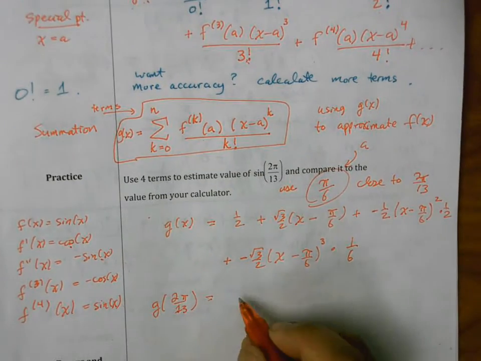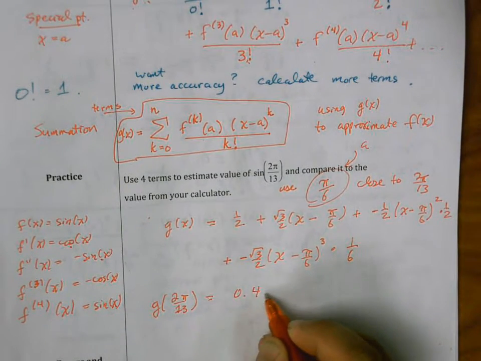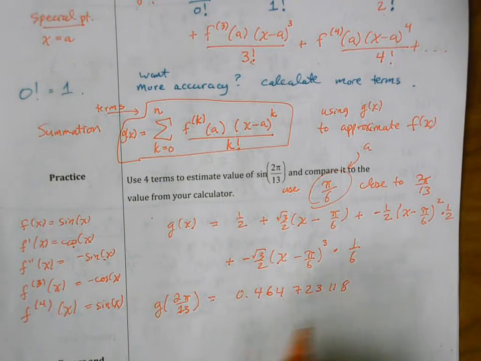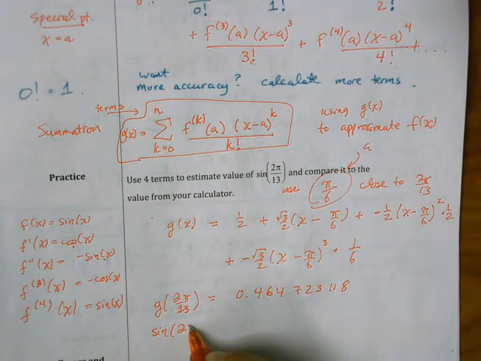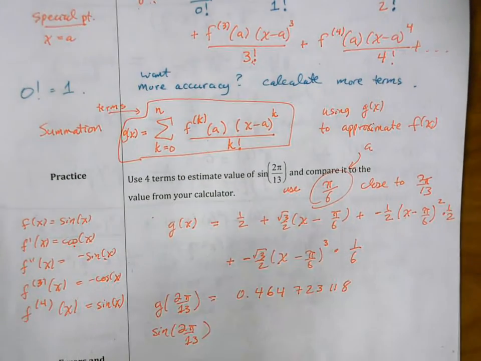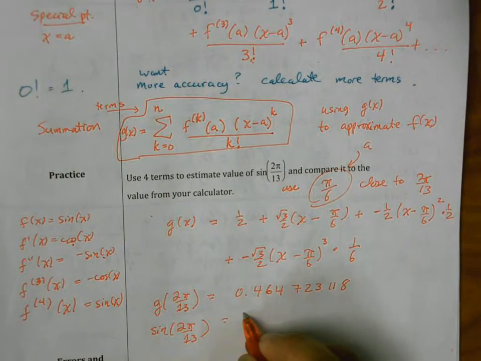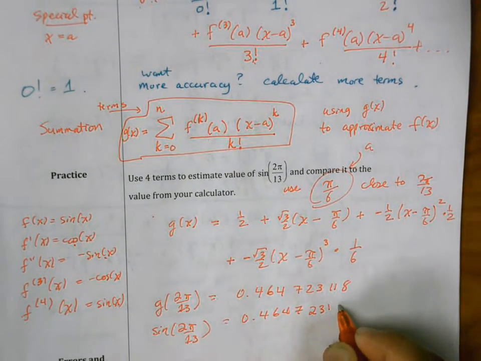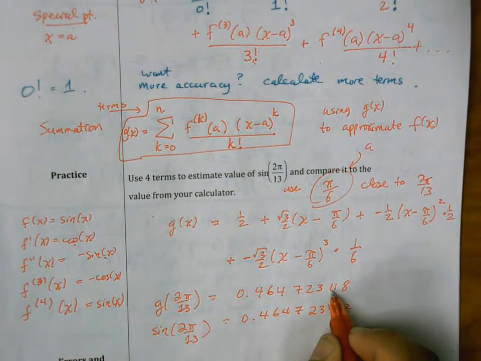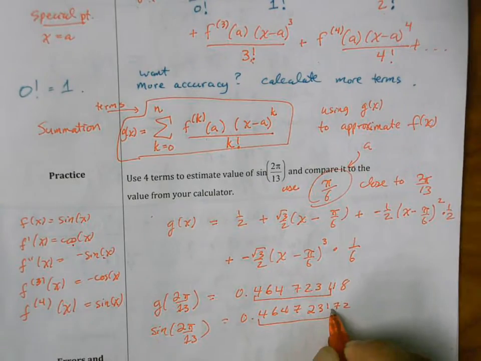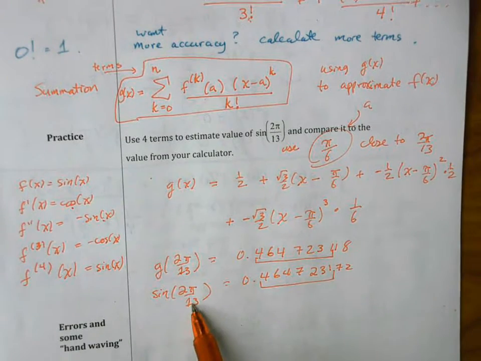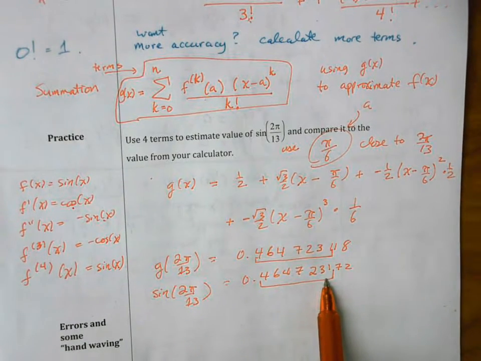Oh, I just realized I forgot to actually write down this value. So this is 0.464723118, and then the calculator, the TI-83 that I have, actually gives me 0.464723172. Okay, so they agree for that many decimal places. Using 4 terms, I get a polynomial that behaves like the sine function up to this many decimal places.